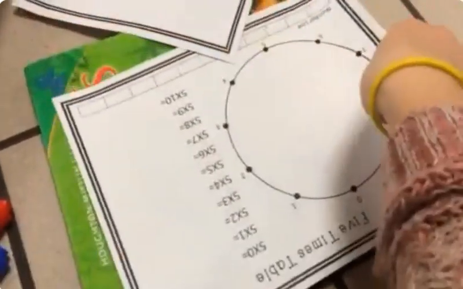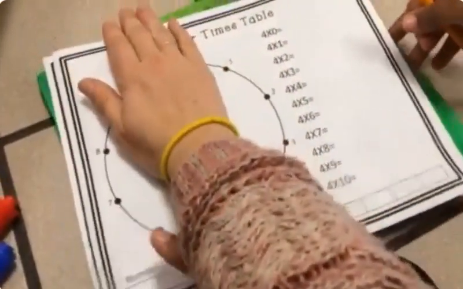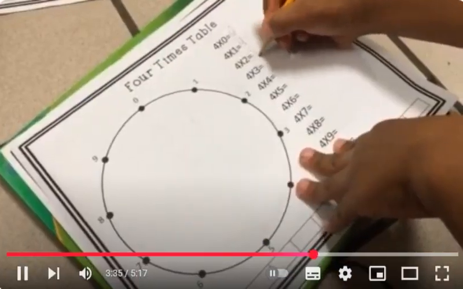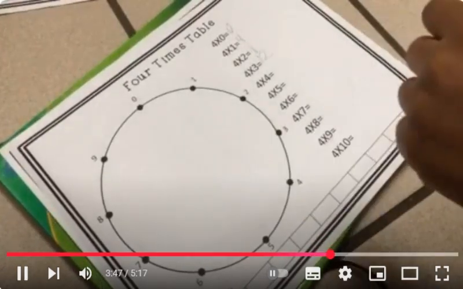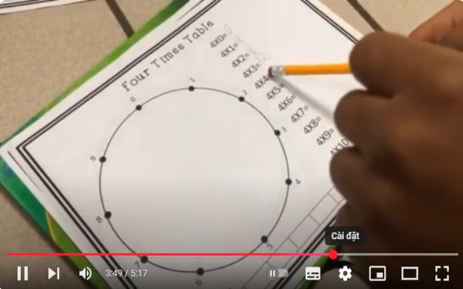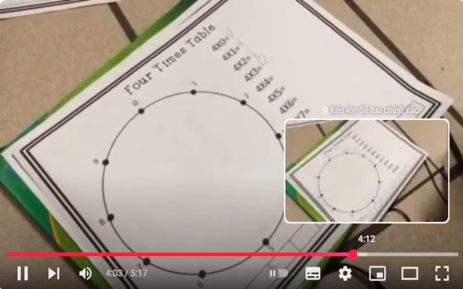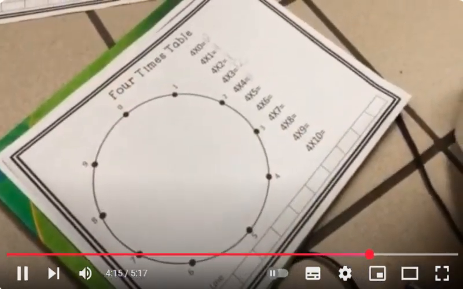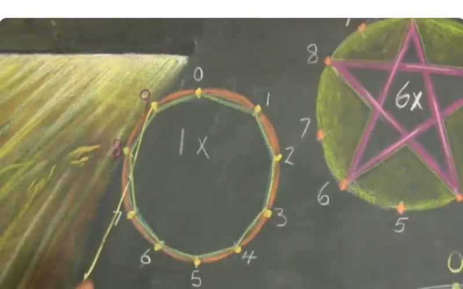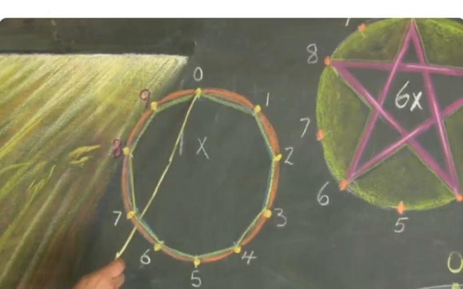So now I want to do one more, okay? We're going to do our fours times table. Yay. 4 times 0. Don't do the rest quite yet, okay? I want you to look at the 9 times 1 is 9, and 10 times 1 is 10.